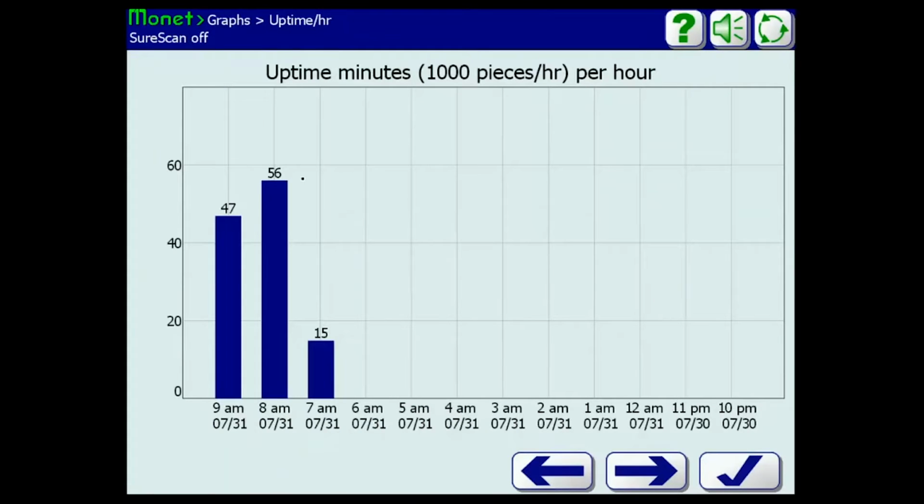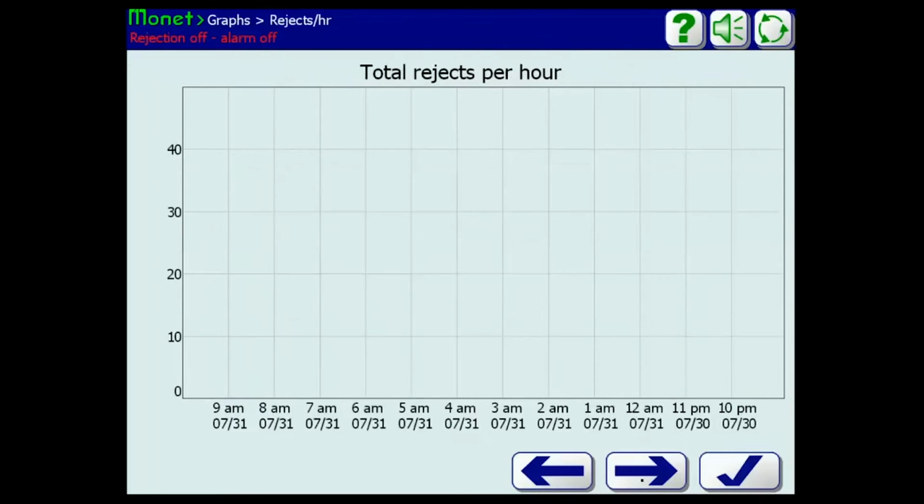So the uptime minutes per hour, the top of this graph should be 60. And what this graph is showing me, behind the scenes in the system setup menu, we have a base target that we can program on how many pieces per hour the machine should be producing. So we can set this 1,000 pieces per hour target in the system menu. And what this graph then shows us is how many minutes out of each hour we were able to keep the machine running at least at this rate, 1,000 pieces per hour. All right. So that also has a 24-hour graph.